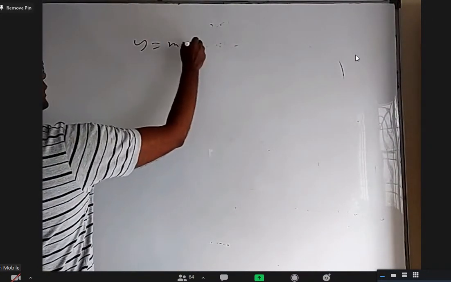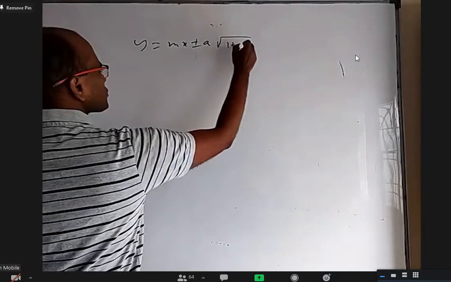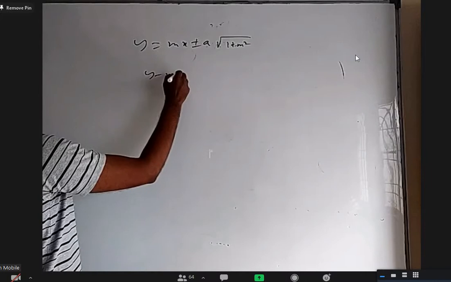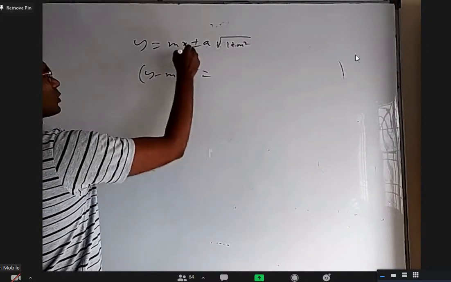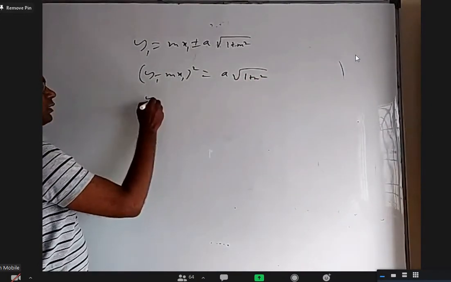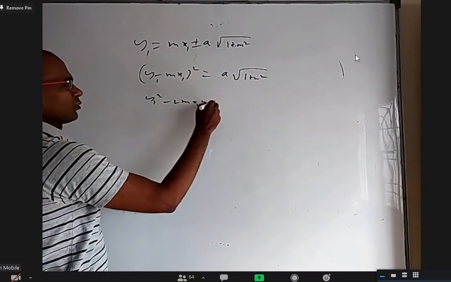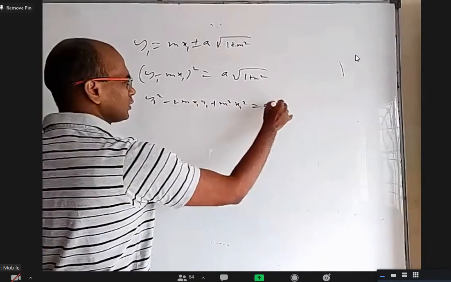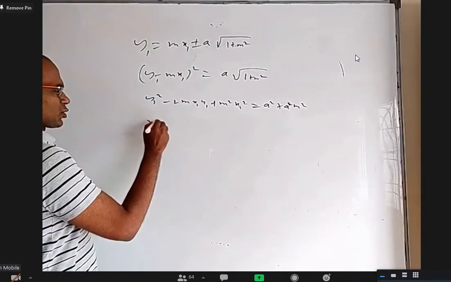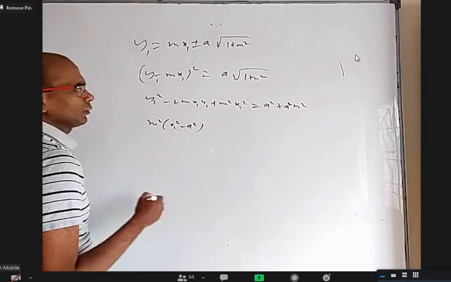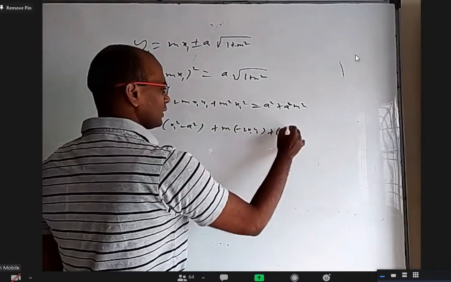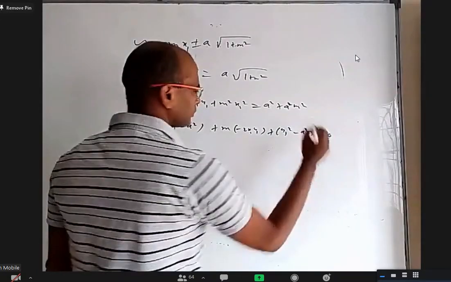y equals mx plus or minus a root 1 plus m square. You can take this one here, (y minus mx) whole square, because it passes through (x1, y1), equals a square (1 plus m square). Expand it, you get y1 square minus 2m x1 y1 plus m square x1 square equals a square plus a square m square. When you bring everything to one side, you get m square into (x1 square minus a square) plus m into (minus 2 x1 y1) plus (y1 square minus a square) equals 0.